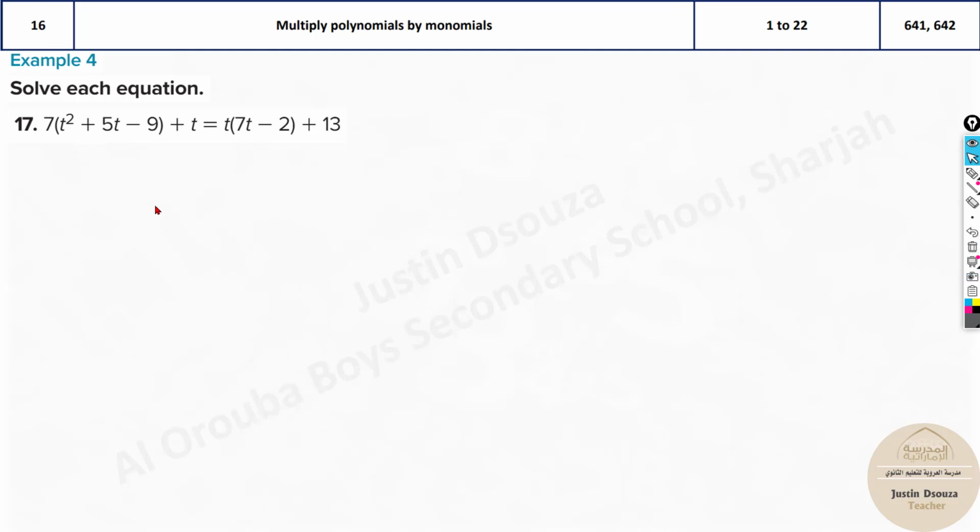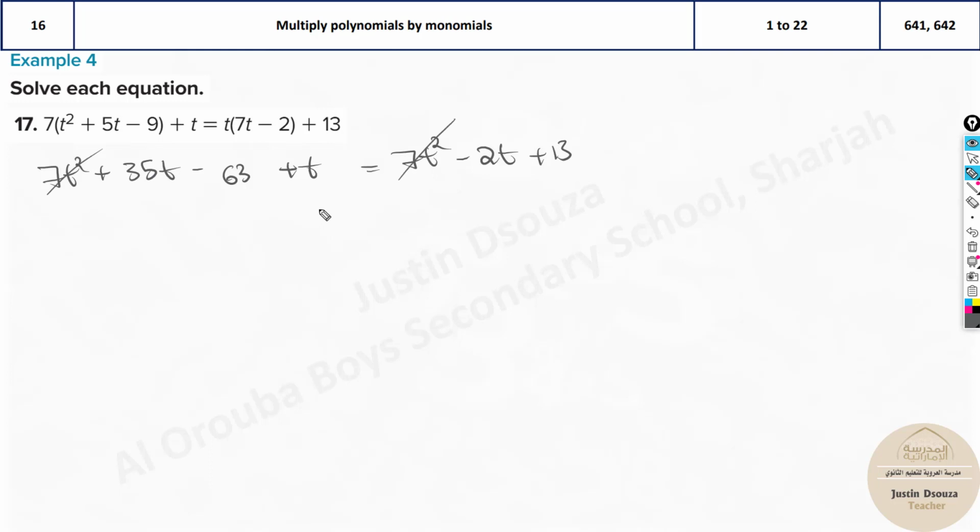Okay, so now over here, again we are solving multiplying polynomials. Only the thing is there are terms on both sides of the equation. How would you do this? Solve both sides. Over here, the left side will be 7t squared plus 5 times 7 is 35t minus 7 times 9 is 63 plus t equals 7t squared minus 2t plus 13. This is the answer. Now things get cancelled off.